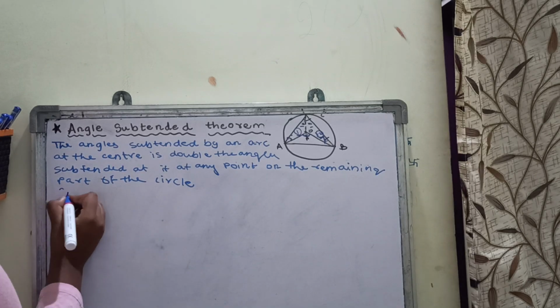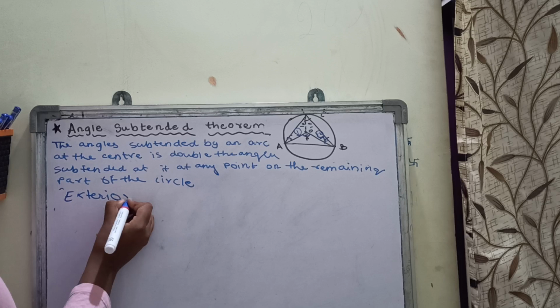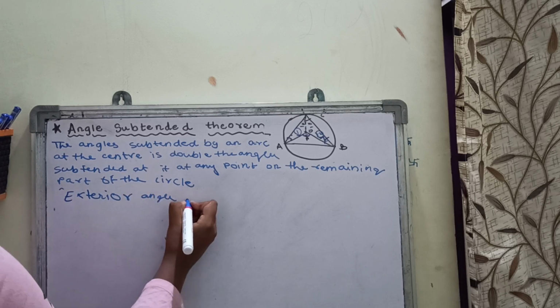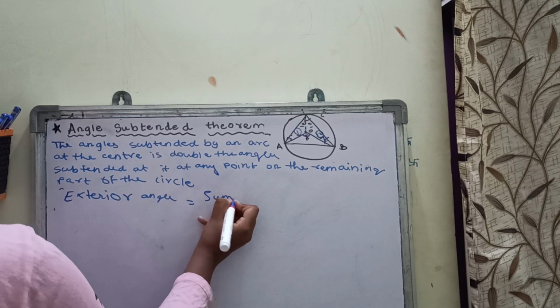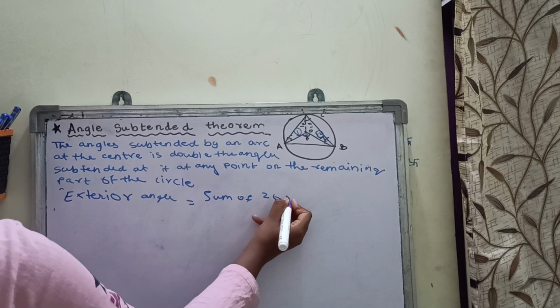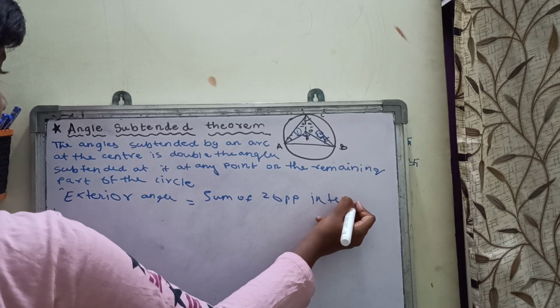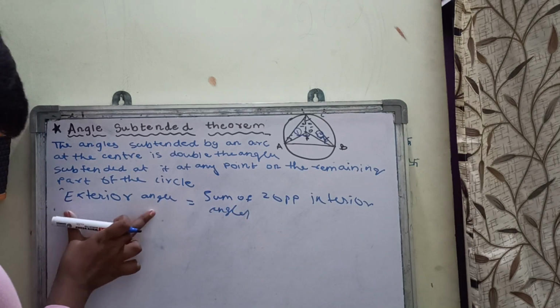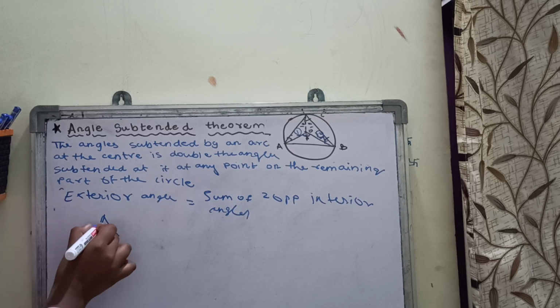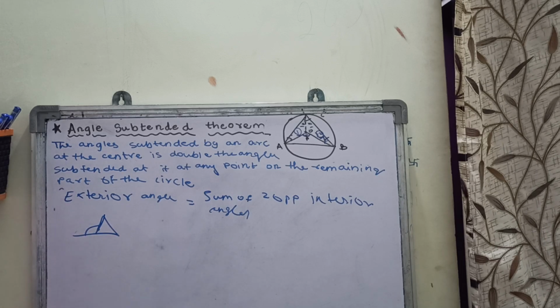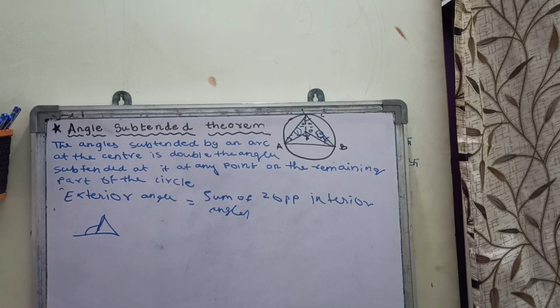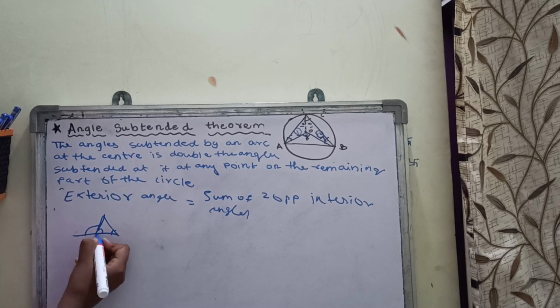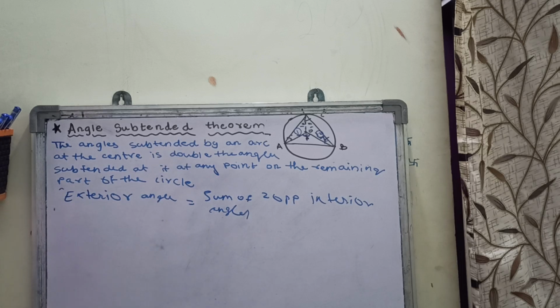We know that the exterior angle is equal to the sum of the two opposite interior angles. As we have learned in the lower grades, for this exterior angle, just as an example I am giving, these two interior angles will sum to the exterior angle. Okay. So we know that the exterior angle is equal to the sum of two interior angles.